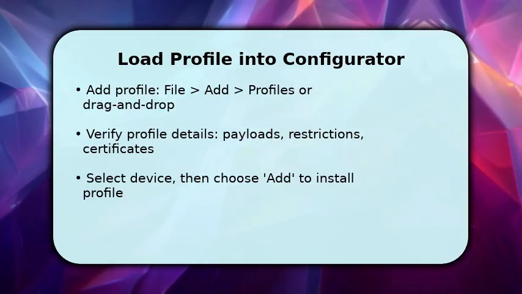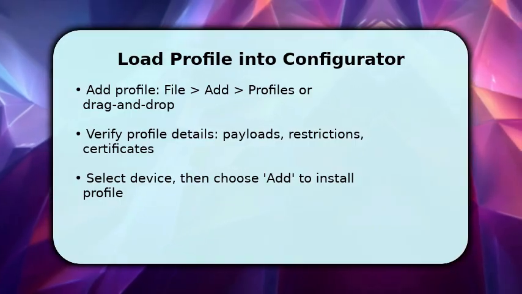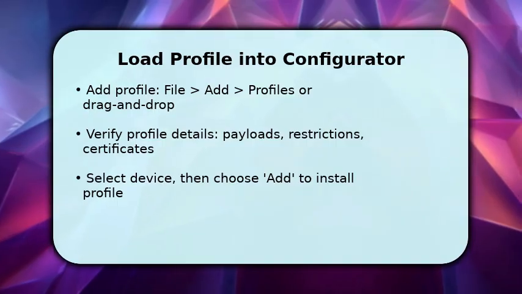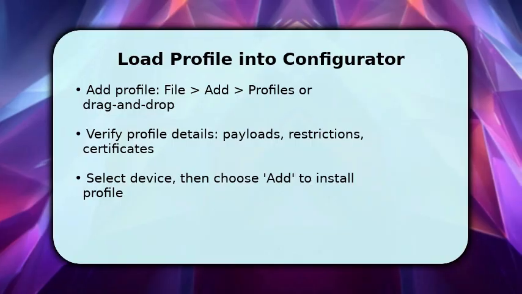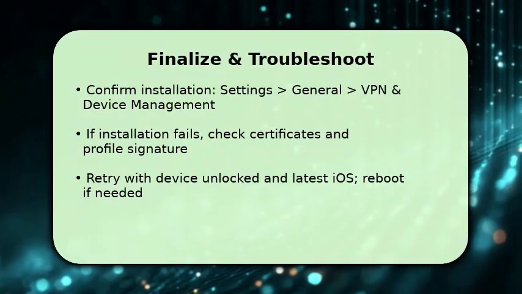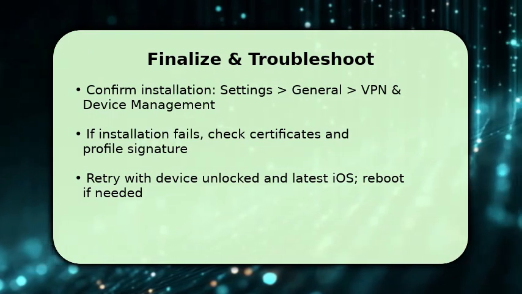Next, select the target device and click Add to push the profile. Wait while Configurator transfers and applies settings. Do not disconnect. If a certificate is required, ensure it is included so the profile can be validated automatically. You finish by checking settings on the iPhone. General, then VPN and device management to confirm the profile is installed and active.